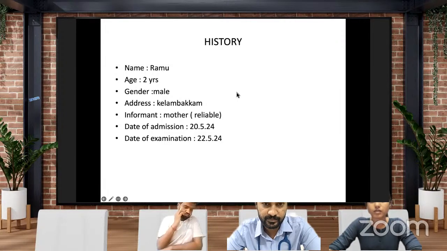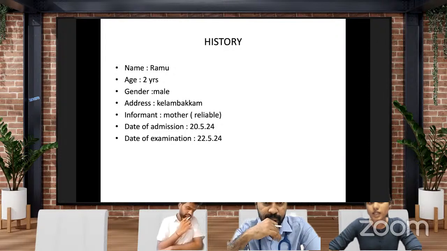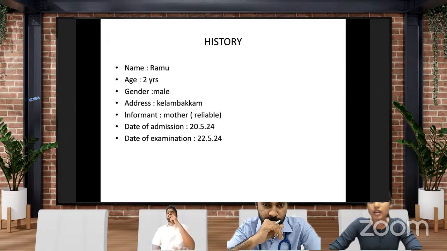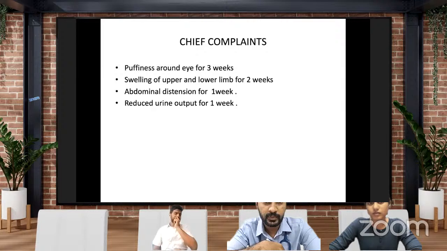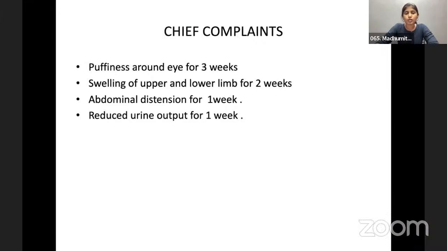I'm here to present a case of a 2-year-old male boy named Ramu, who is residing in Kelampakam. The informant is the mother, which is reliable. Date of admission is 20th May, and date of examination is 22nd May. The chief complaint is puffiness around the eyes for 3 weeks, swelling of upper and lower limbs for 2 weeks, abdominal distension for 1 week, and reduced urine output for 1 week.